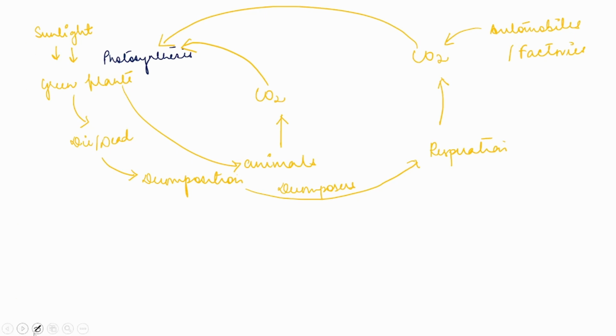Let me explain this. Sunlight is absorbed by green plants, which undergo photosynthesis. After that, the plant may die and undergo decomposition. Decomposers carry out decomposition, and they also undergo respiration, releasing carbon dioxide. The animals dependent on green plants for food also release carbon dioxide by respiration, and this carbon dioxide is taken back by plants for photosynthesis. Clear? So this is the carbon cycle. Next we will see the phosphorus cycle.